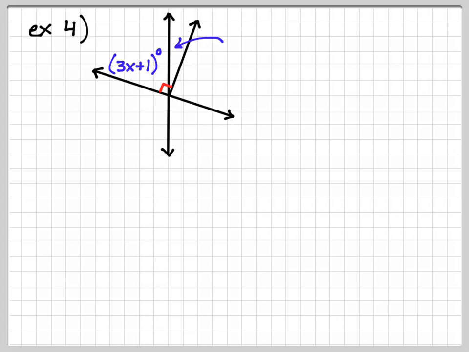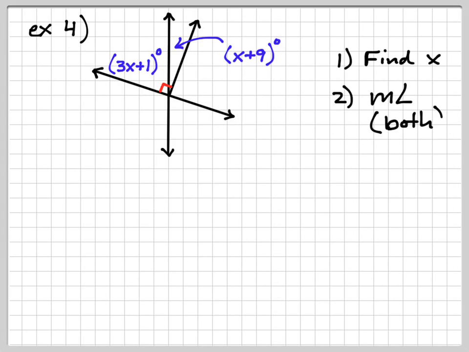Okay, a little bit of a crazy shape here. Again, pause the video if need be. And we're going to find x and find the measure of, this time, both angles. Because this time, I don't know what this angle is, and I don't know what this is. They're both unknowns. And you'll notice the diagram looks a little more complicated than it needs to be.